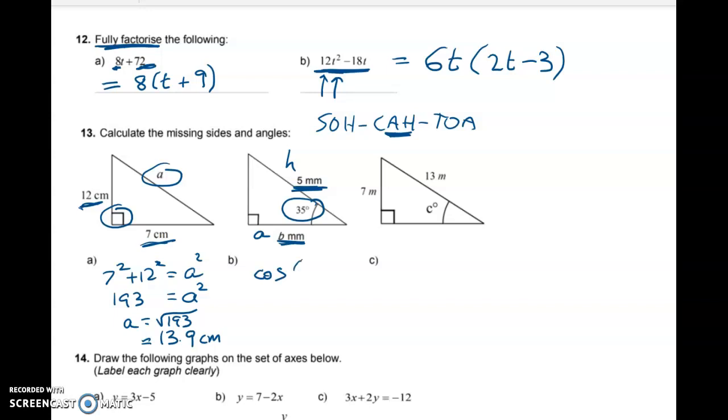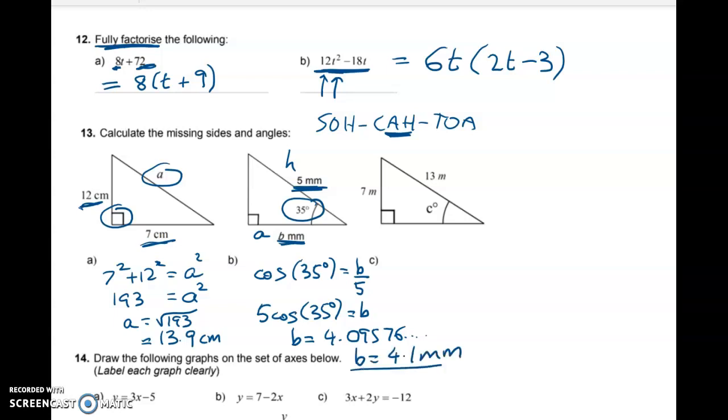So cos of 35 degrees is equal to B over 5. Multiplying through, I get 5 cos of 35 is equal to B, and I chuck that into my calculator, and I get B is equal to 4.09576, which we don't want, because that's a silly answer. We want to round it sensibly. So B is equal to 4.1 millimetres.